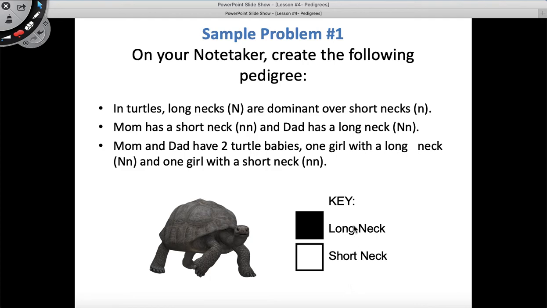So here is the key for long neck and short neck. So what would your pedigree look like? So pause the video right now and try to work on the sample problem on your own.